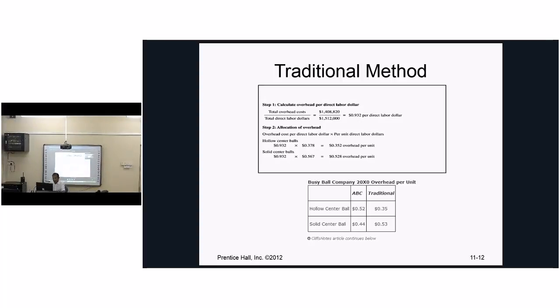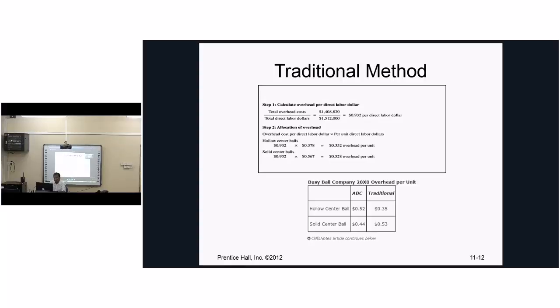Traditional method is, as I mentioned to you earlier, you calculate the total overhead cost and divide it by direct labor hours and you calculate the cost per direct labor hour, 0.932. So if you look at hollow center ball, cost is 0.932 per labor hour and you multiply it by the number of labor hours and you get 0.352 overheads per hour. And here you get 0.528 overheads per hour if you go by the traditional method.